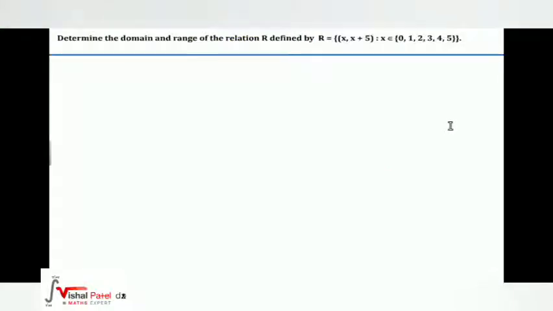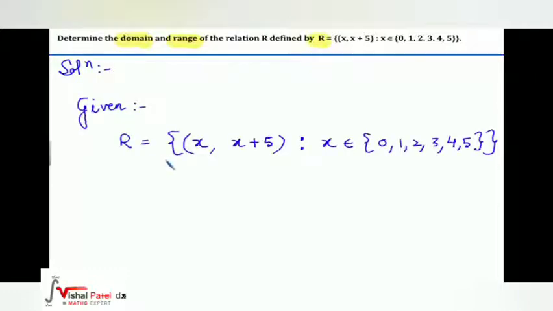Now move on to question number 6. Determine the domain and range of the relation R defined by R is equal to {(x, x plus 5)}, where x belongs to {0, 1, 2, 3, 4, 5}. Determine the domain and range of the relation R, where R is equal to (x, y), where y is equal to x plus 5 and x belongs to 0 to 5. So in this question the given relation is (x, y), y is equal to x plus 5, and x belongs to {0, 1, 2, 3, 4, 5}.